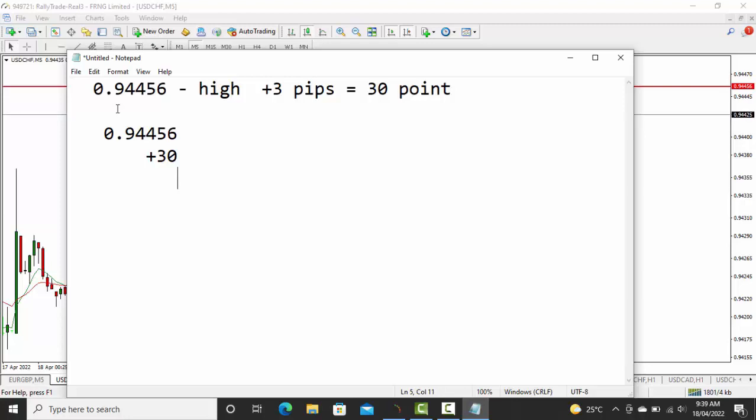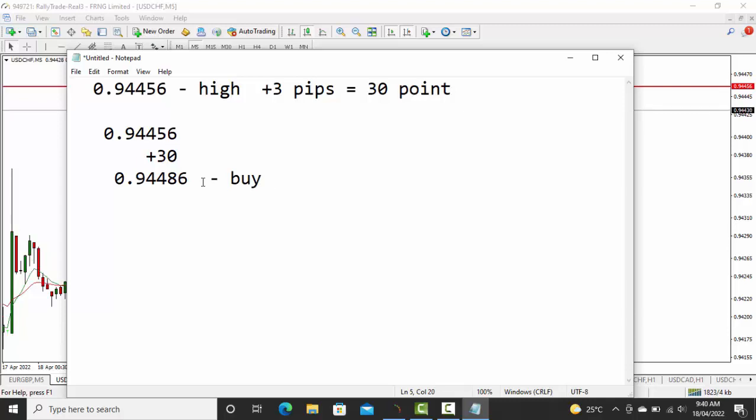So I add 30 to this price: 6 plus 3 gives me 8, and 4, and 4, and 9. So I have 0.94486. This is going to be my buy price, and I might possibly use a buy stop to trade this particular instrument around that price level.